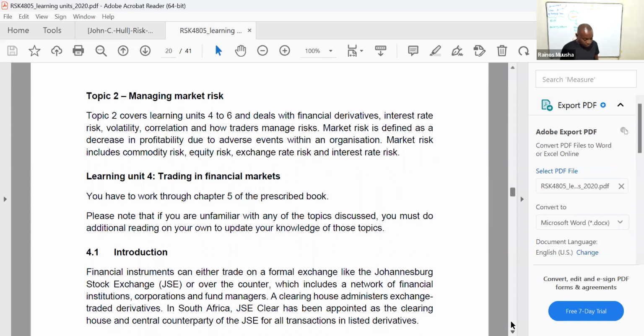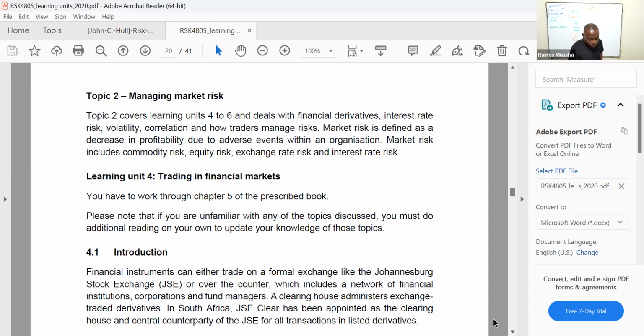So after topic 1, we now move on to topic 2. Topic 2 looks at managing market risk. In managing market risk, topic 2 covers learning units 4, 5, and 6.